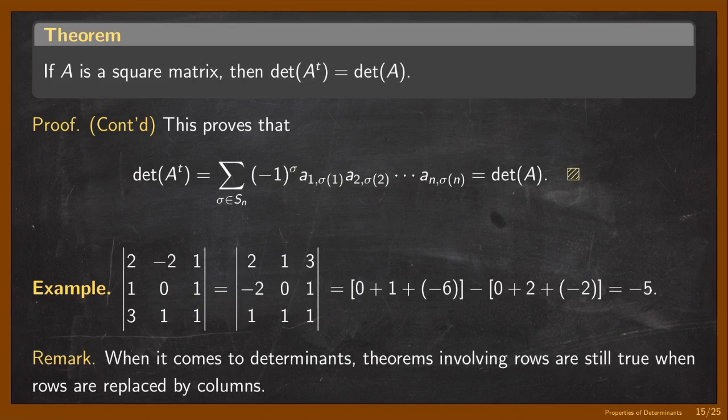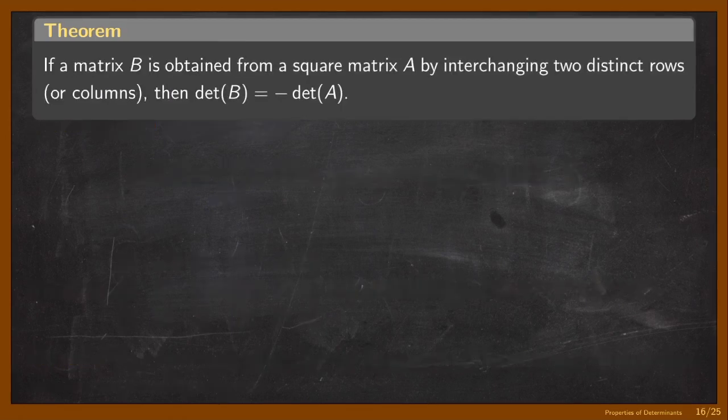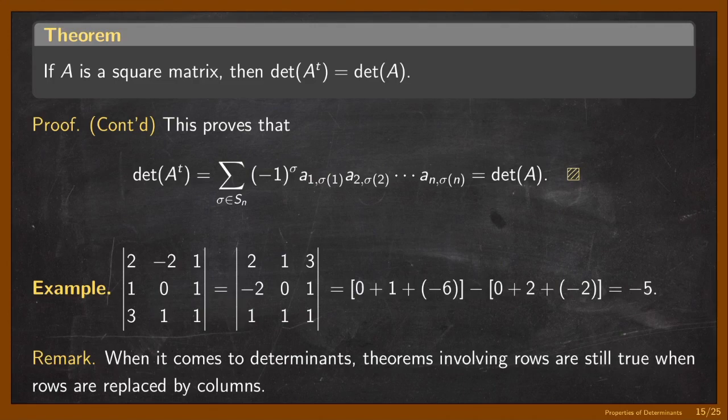So this is what I'm telling you when it comes to determinants: theorems involving rows are still true when rows are replaced by columns. Because the next thing that we're going to do is look at the effect of the elementary row operations on the determinant of a given matrix. Meaning, you have an original matrix, and we look at what happens to the determinant when we perform either a type 1 row interchange, type 2 multiplying a row by a scalar, or type 3 adding one row to a multiple of another.